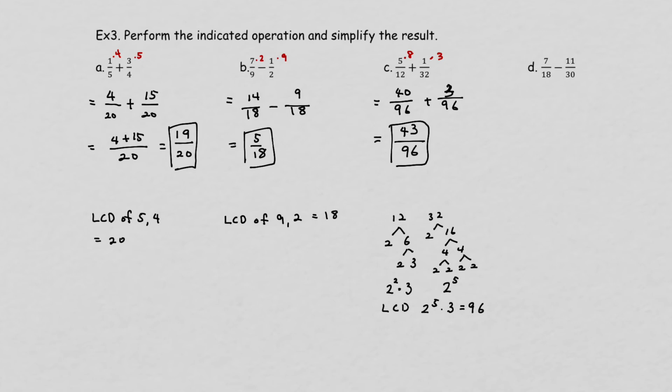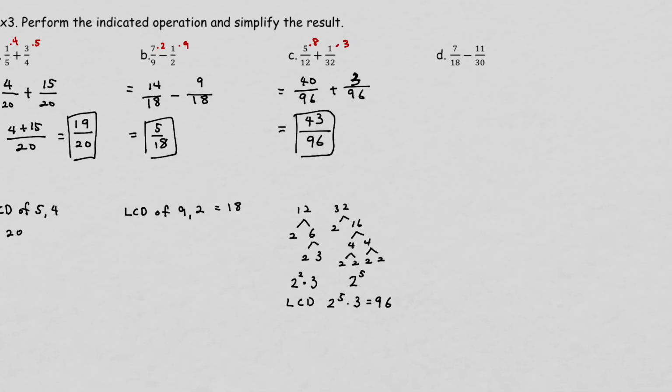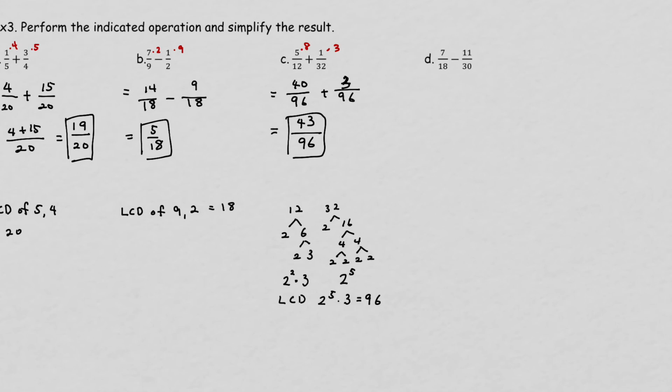Okay, let me do that one more time and show you how to find the least common denominator with these two numbers again. So I will do 18 and 30 factor trees. 18 is 2 times 9. 9 is 3 times 3. So 18 is the same as 2 times 3 squared. And 30 is 3 times 10. That's 2 times 5. 30 is 2 times 3 times 5.